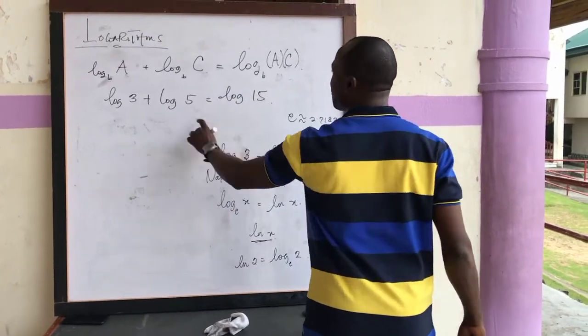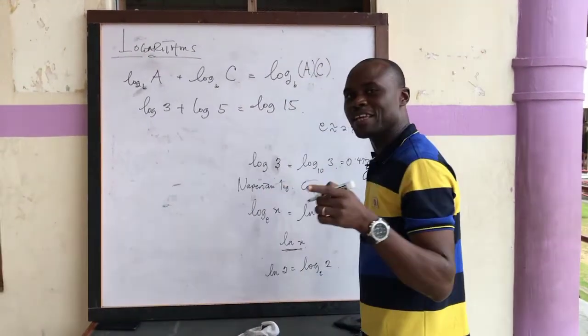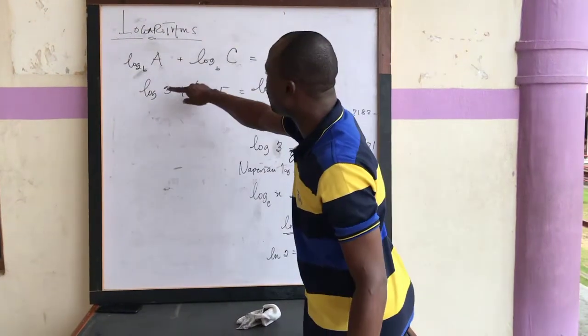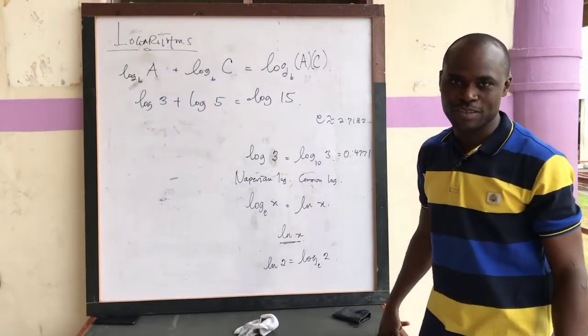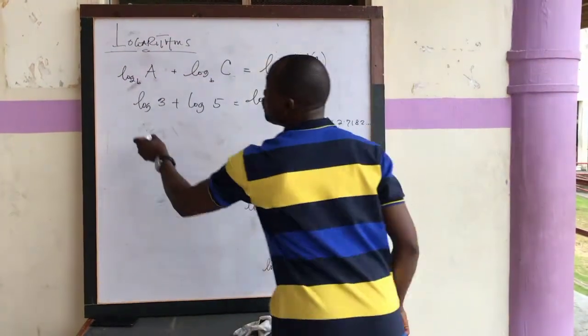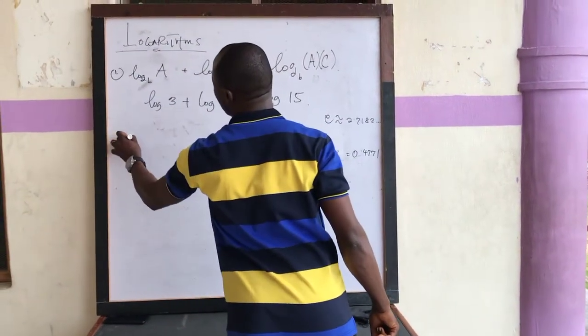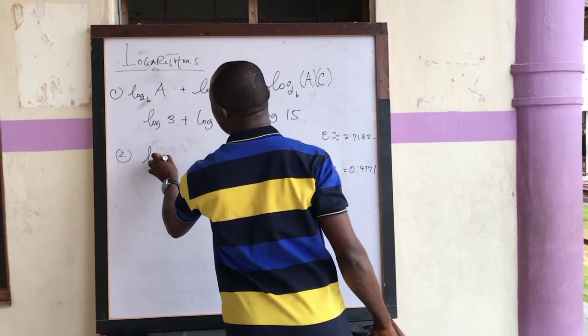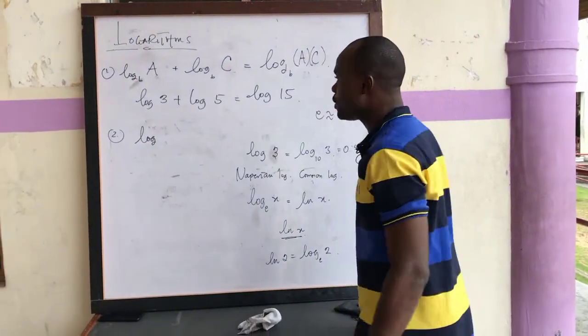Why is it log 15? Because my bases are the same. The hidden base, which is base 10, I can simply multiply 5 times 3 and it gives me 15. This rule, which I will call number 1, we have the second rule. And the second rule is actually very interesting.